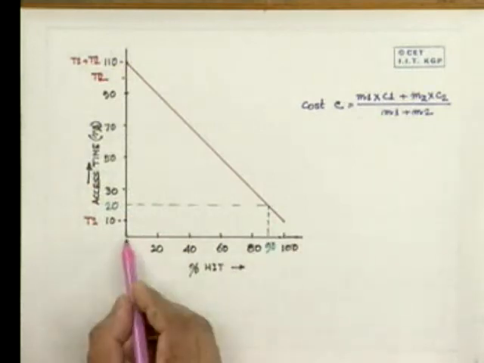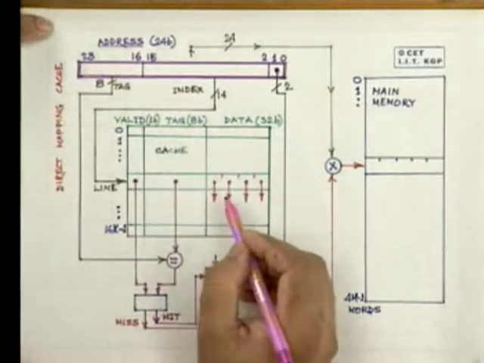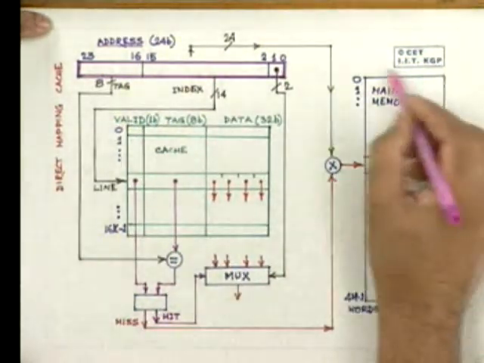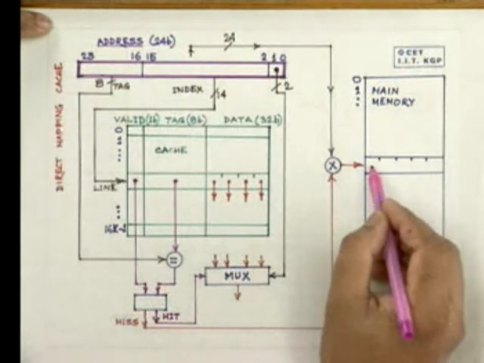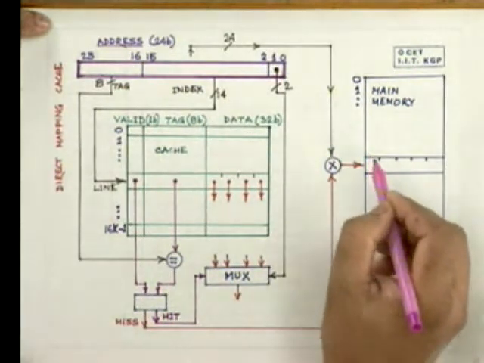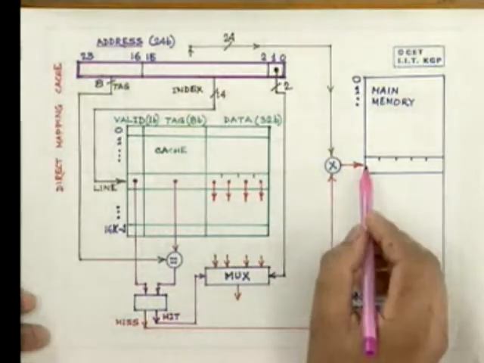Now if the hit ratio is 0, then all the time we are missing in the cache, and therefore we'll have to go into the main memory and get the access there. Let us see what happens when we miss.